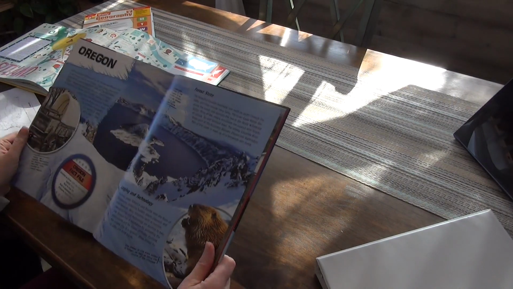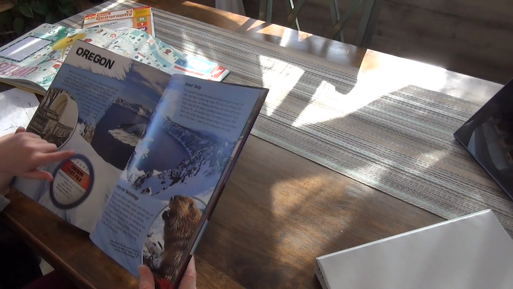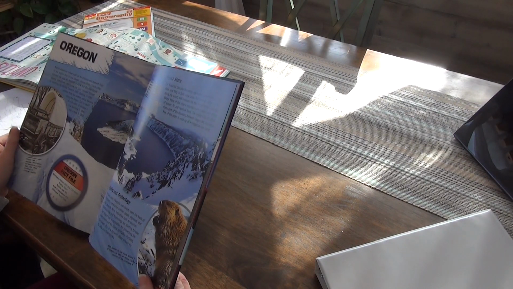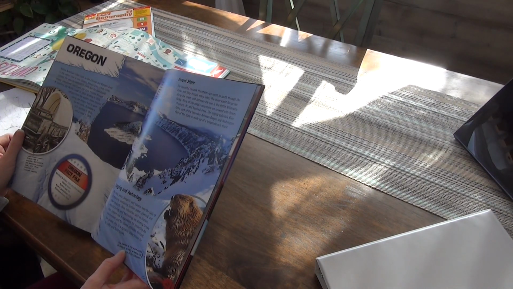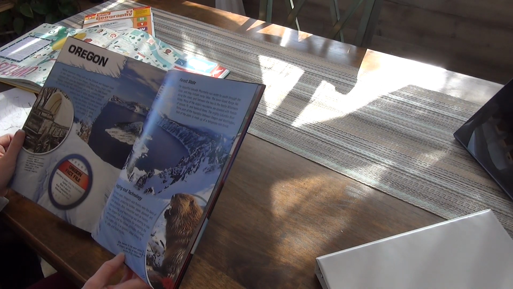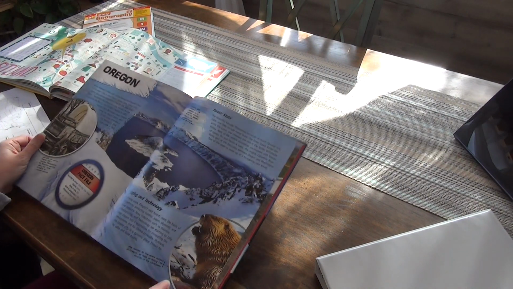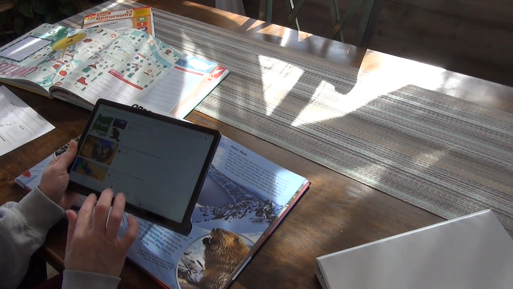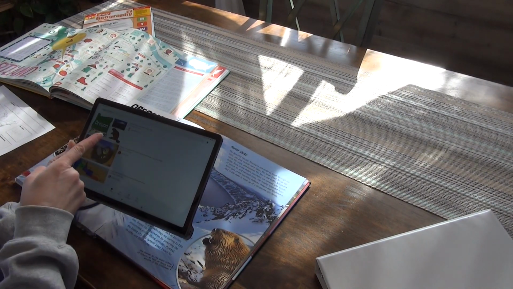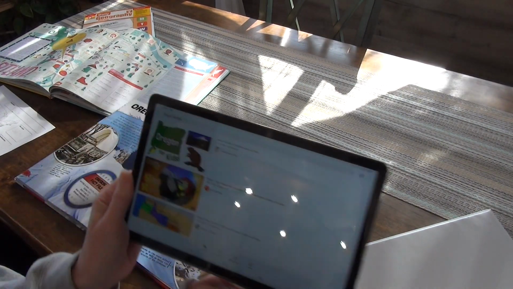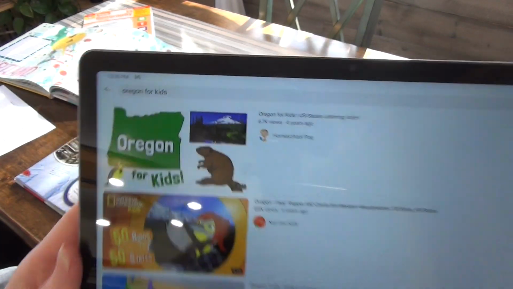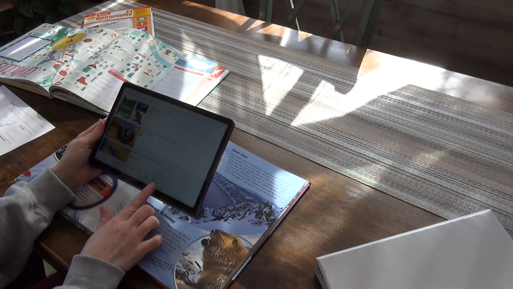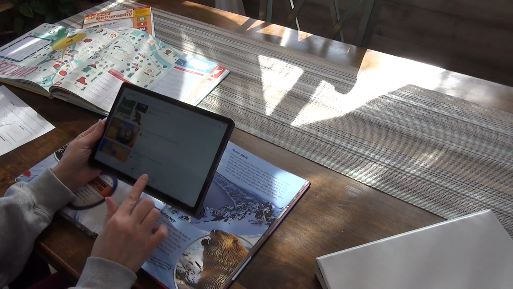Yeah, so it's talking about the biggest city, and it tells us it's also called the Forest State. Right here, the beaver is the state animal of Oregon, as well as being the source of its nickname. Now she's entered in all that information. We will listen to Homeschool Pop in a little bit. As you can see, I found it right there. Homeschool Pop, they almost always have a fun little information sheet for that.